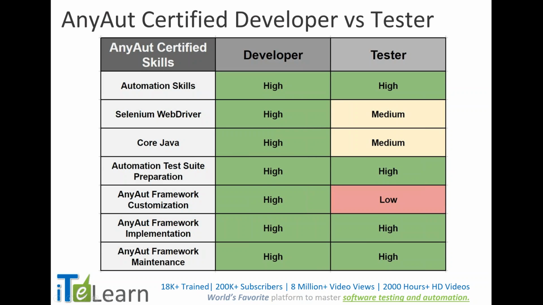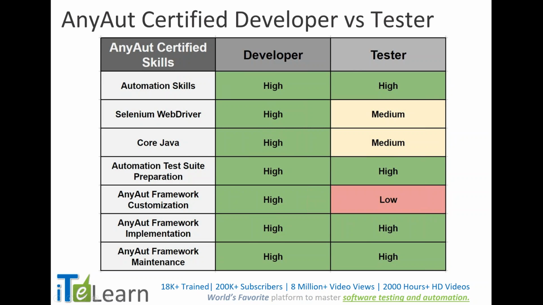Here's the quick example of who is an AnyAuth certified developer versus tester. Developer is very simple, team. They are an expert at everything. But at the same time, I realize that a lot of people cannot start with a huge jump in their career. They will start slowly and they'll build up. So I have two roles defined. One is a tester, one is a developer.